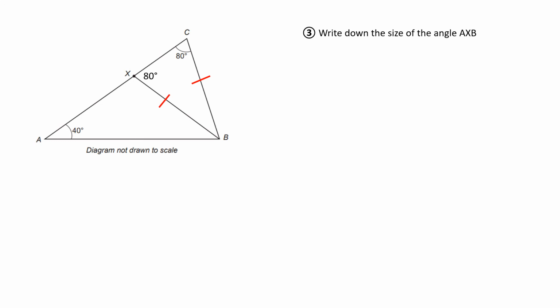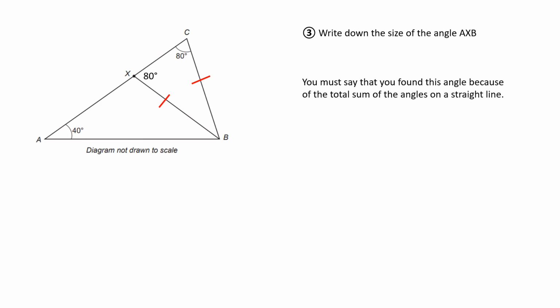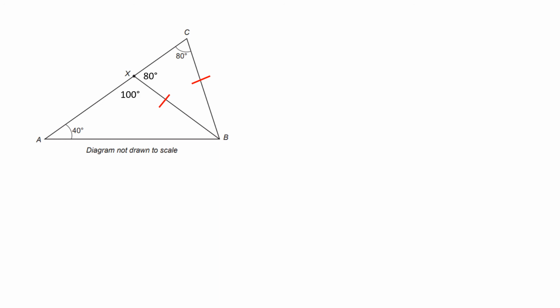That means that the angles on a straight line add up to 180 degrees. We've already got 80 degrees. So we can say that we found this angle because of the sum of the angles on a straight line. So we've got that the angle in there is 100 degrees. And AXB equals 100 degrees because the angles on a straight line add up to 180 degrees. So there we are, we filled that bit in now.